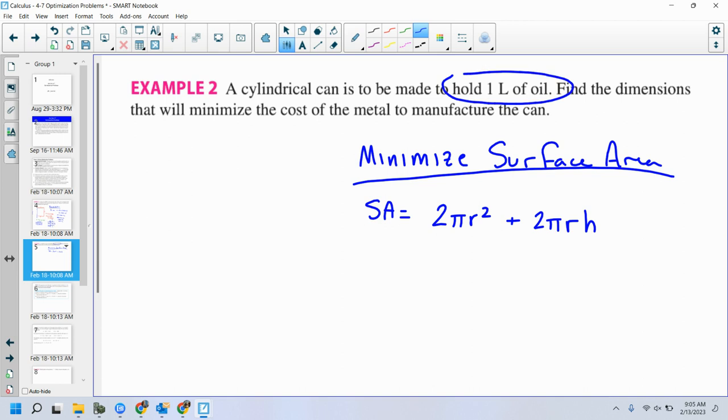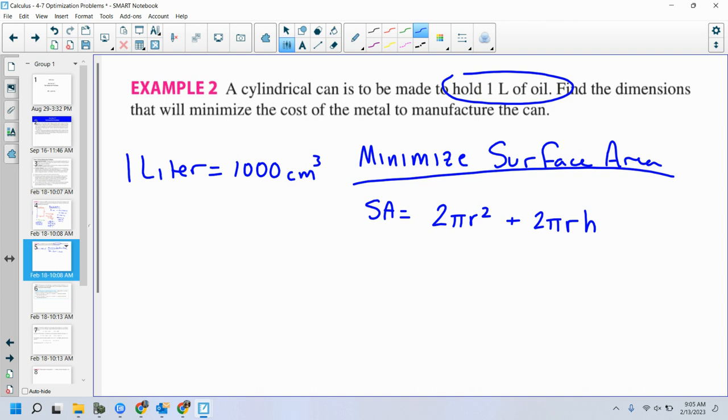Does anybody know, and I actually did not know this, I had to look this up, in terms of linear area, what 1 liter is actually equivalent to? How many cubic centimeters? I did not know this. 1 liter is actually equal to 1,000 cubic centimeters. I had to look that up. 1 liter is actually equivalent to 1,000 cubic centimeters.